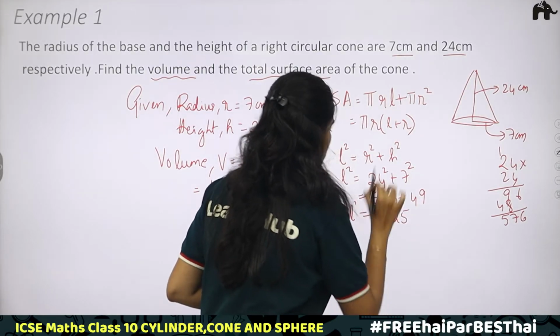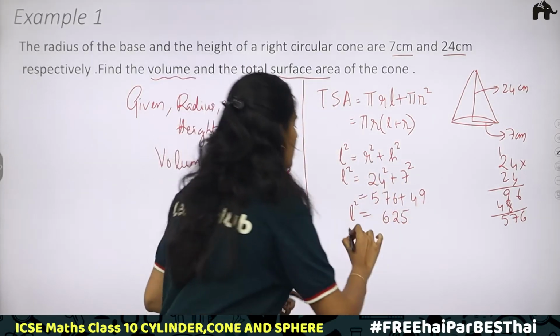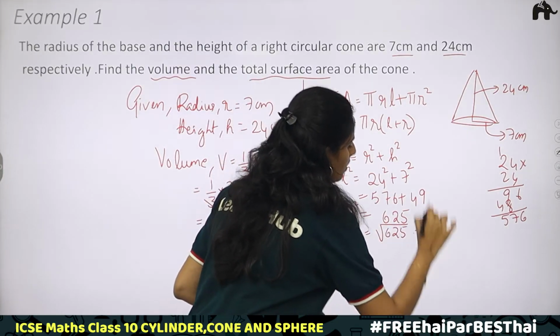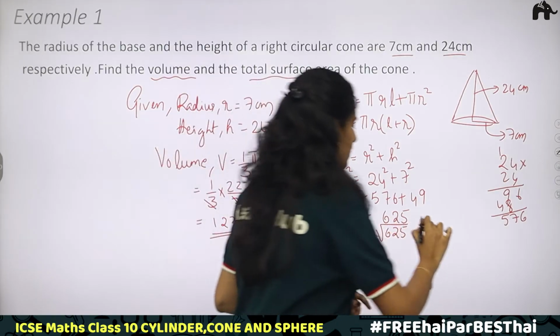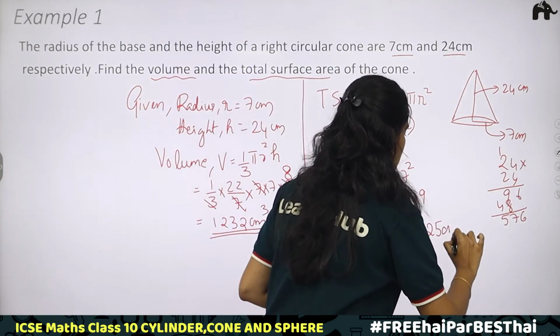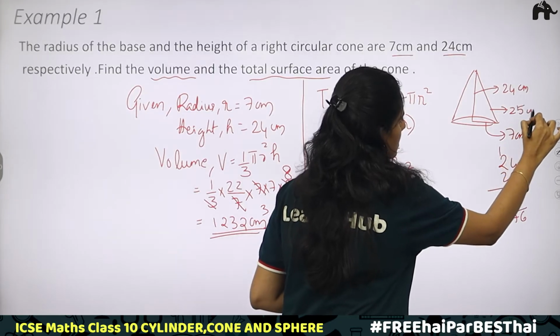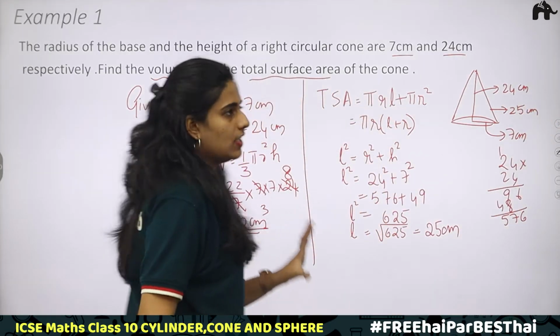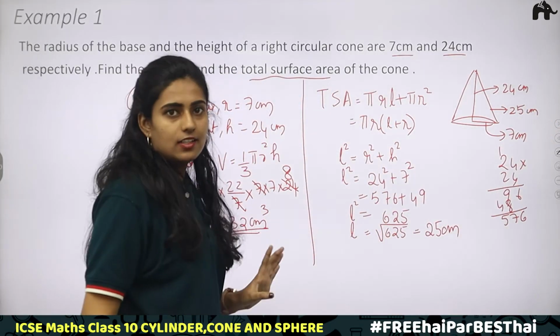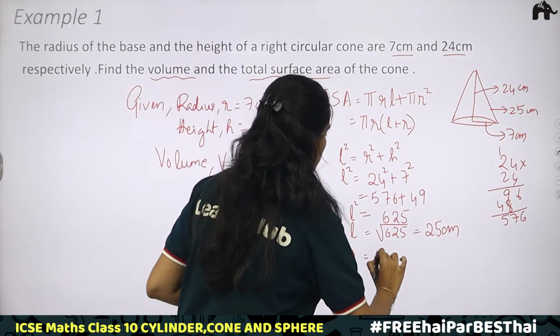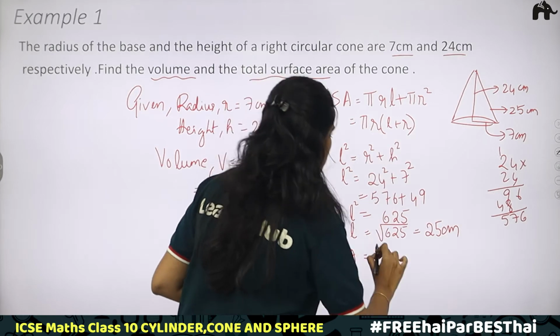625. L square is equal to 625 and L will be root of 625. Root of 625 is 25. So we got the slant height 25 centimeters. Slant height is 25 centimeter. Now we can find the total surface area. Total surface area is equal to pi r into L plus r.